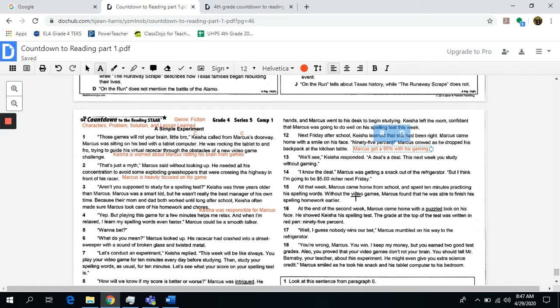We'll see, Keisha responded. A deal's a deal. This next week, you study without gaming. I know the deal. Marcus was getting a snack out of the refrigerator, but I think I'm going to be $5 richer next Friday, sorry. All that week, Marcus came home from school and spent 10 minutes practicing his spelling words without the video games. Marcus found that he was able to finish his spelling homework earlier.